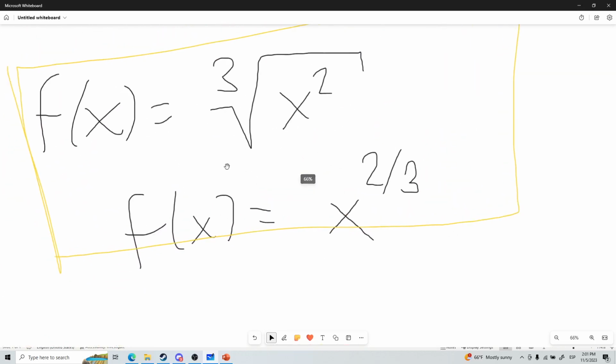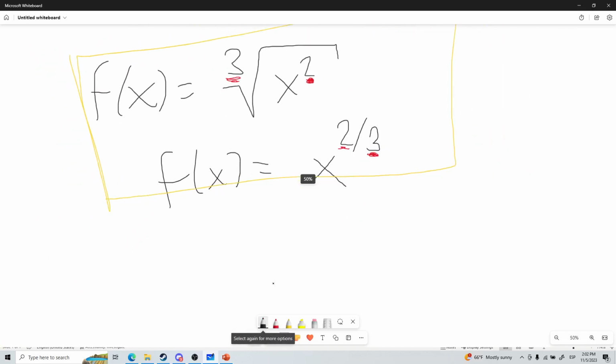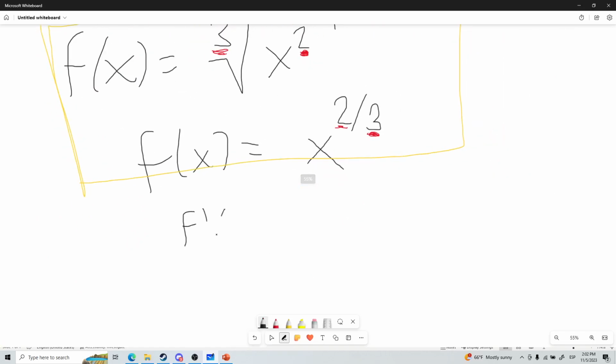So here we said that we had f of x with x squared inside and the little 3 on the outside. And so the little 3 on the outside goes here. The 2 that's inside goes here. So I do the derivative of this. First things first, because it's an exponent, the 2/3 goes in front. So 2/3 times x to the power of 2/3 minus 1.